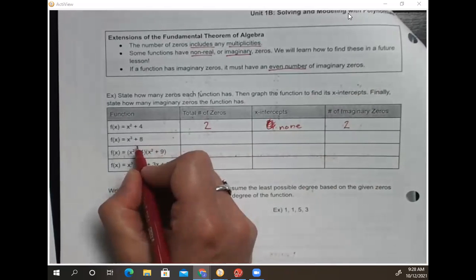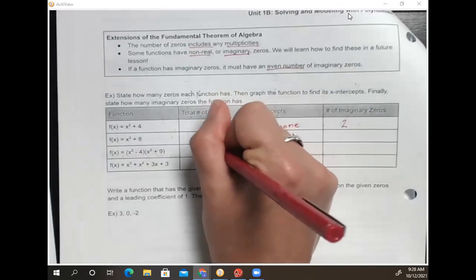If I take a look at my next function, how many zeros should this thing have? 3. Graph it for me.